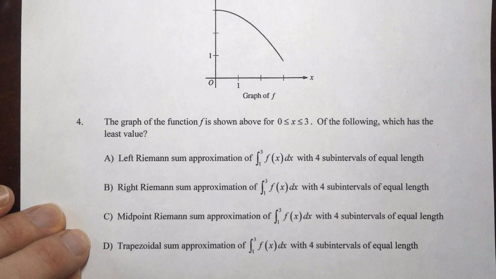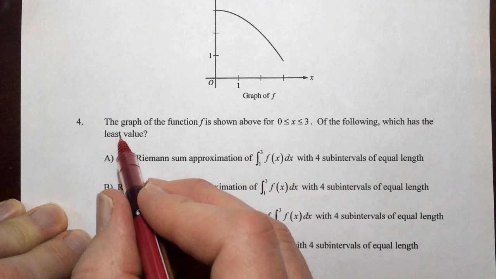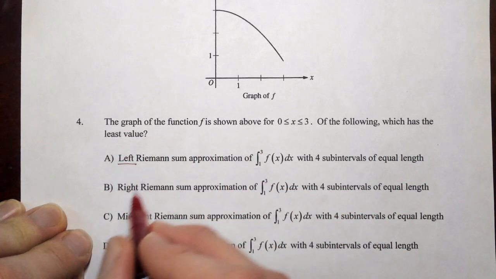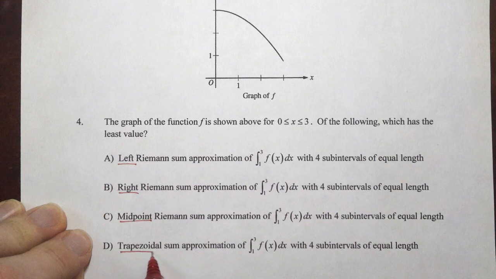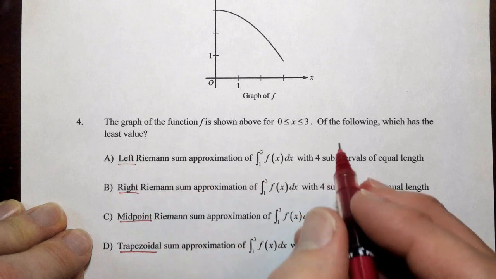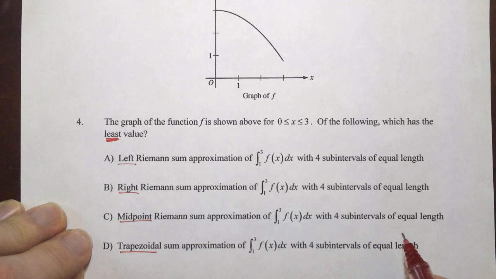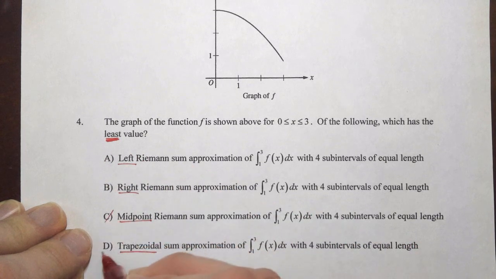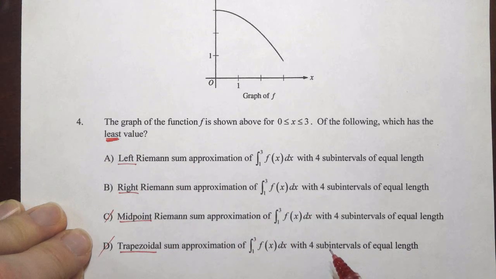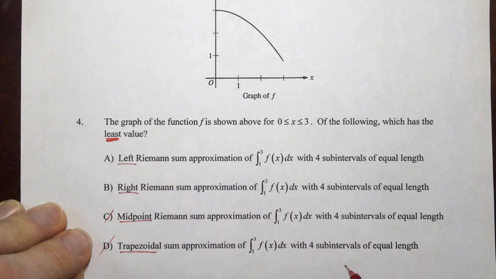For problem number 4, we're given the graph of f, and we're asked which of the following has the smallest value. We see a left Riemann sum, a right Riemann sum, a midpoint Riemann sum, and a trapezoidal sum. Midpoint and trapezoid sums are very accurate, especially when compared to left sums and right sums. So if we're looking for the least value, it's highly unlikely to be the midpoint or the trapezoid sum, because they will probably be more accurate to the actual answer, whereas one of these will be a larger under approximation.